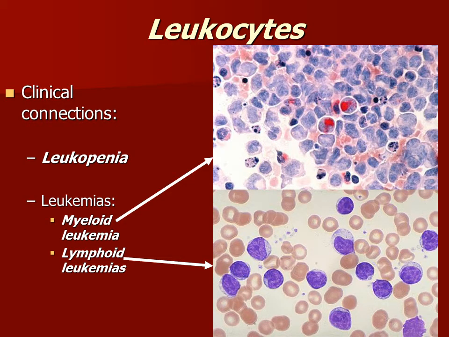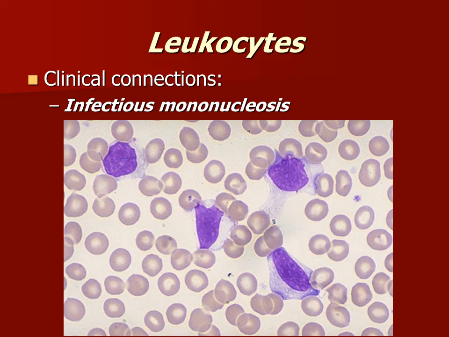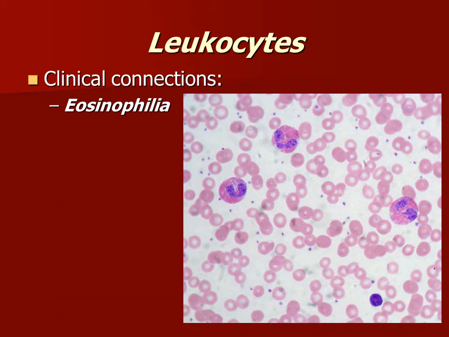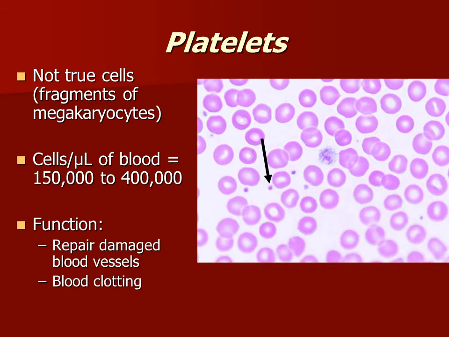In terms of clinical connections, with leukopenia, you can see the misshapen cells and the increased number. You know what the ratio should be. Infectious mononucleosis, you can see the misshapen cells, and here are the monocytes. Eosinophilia, you have an increased number of eosinophils, excuse me.